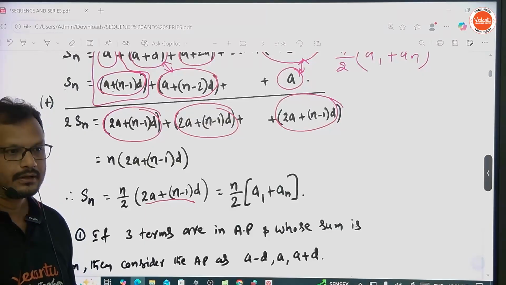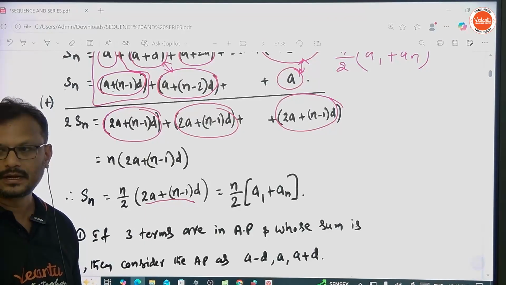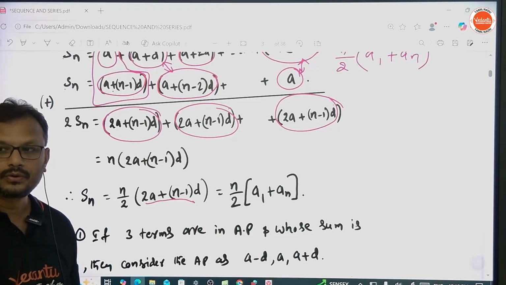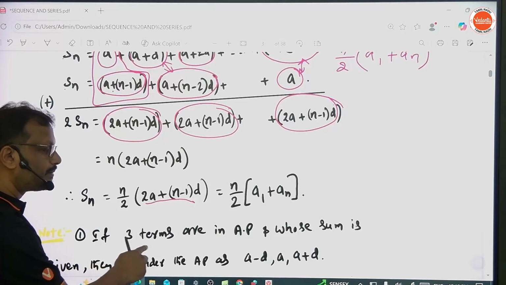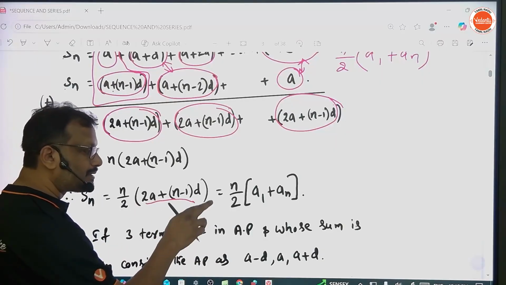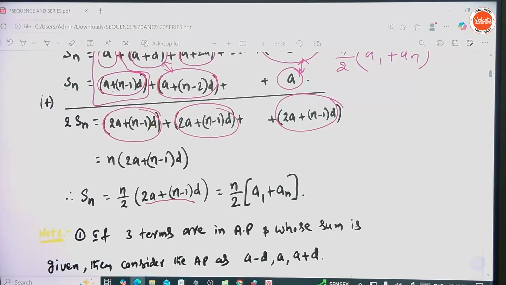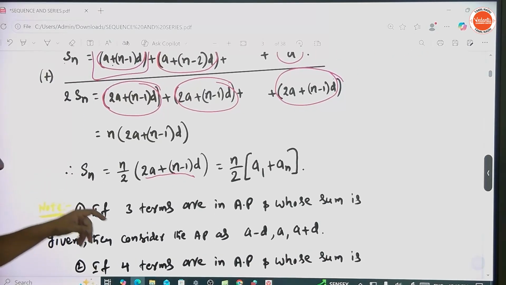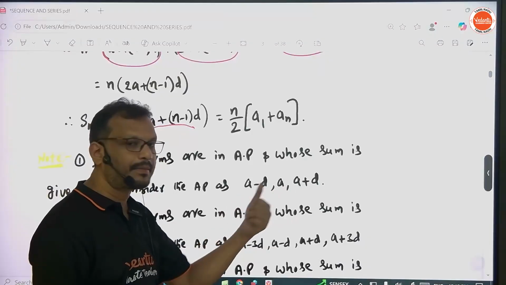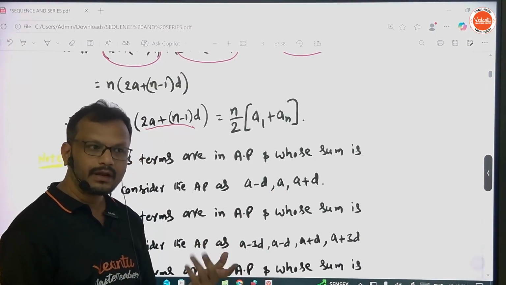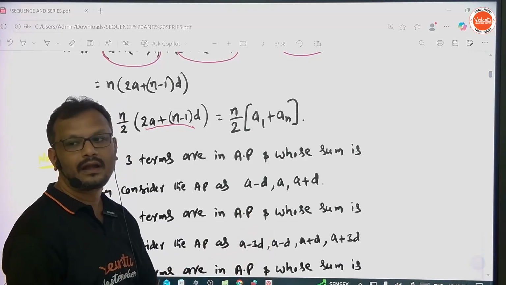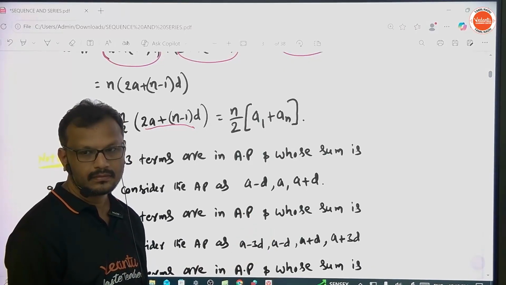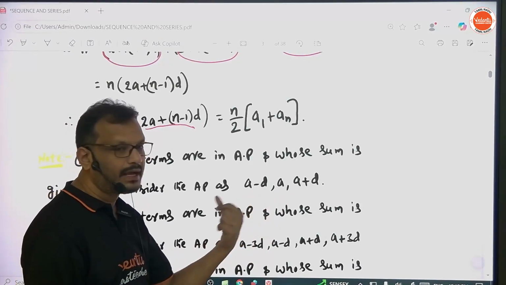Saurav also wrote that. So take A minus D, A, A plus D: 3 terms in AP. When do we have to use that? If 3 terms are in AP and the sum of them is given. In the given question, if the sum is given, most of the times we will take A minus D, A, A plus D. Why this only? When the sum is given, if you add these 3 numbers, D will get cancelled. You will get the value of A directly from that. Due to that reason only we are taking that.